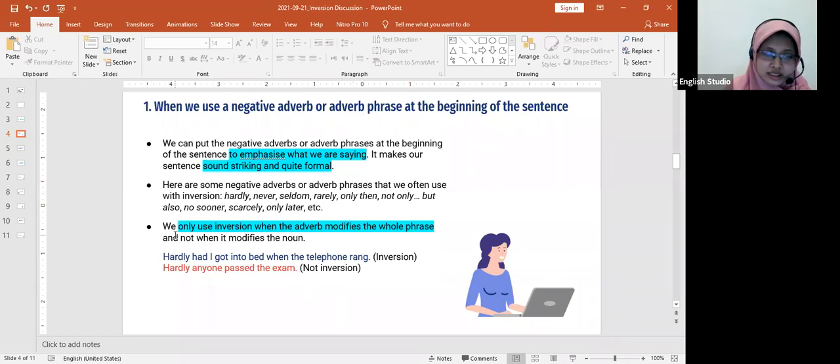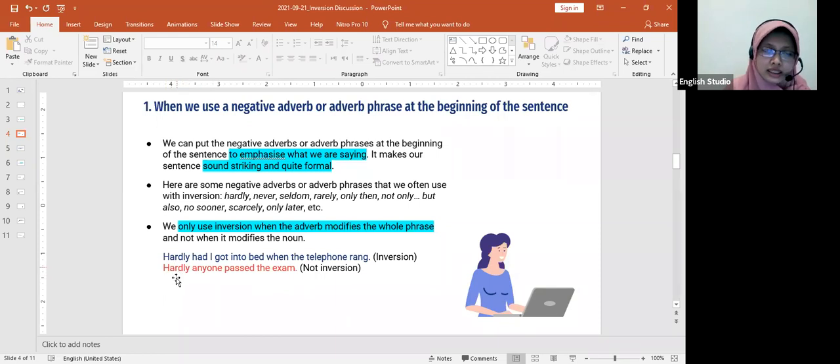Please bear in mind that we can only use inversion when the adverb modifies the whole phrase. So the sentence must be checked carefully. Sometimes I hear a participant in a speaking practice session saying a sentence like this: hardly anyone passed the exam. This might sound like an inversion, but it is actually not, because even though hardly is a negative adverb, it only modifies anyone.